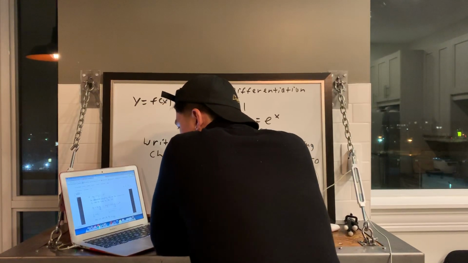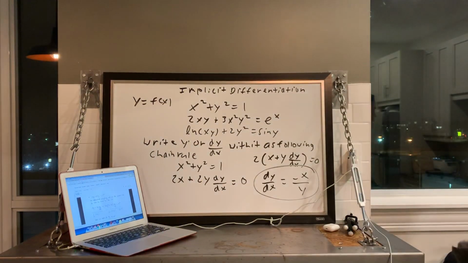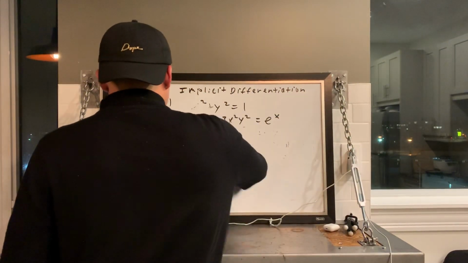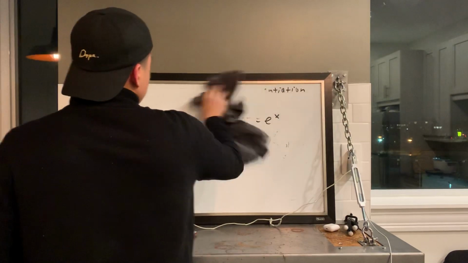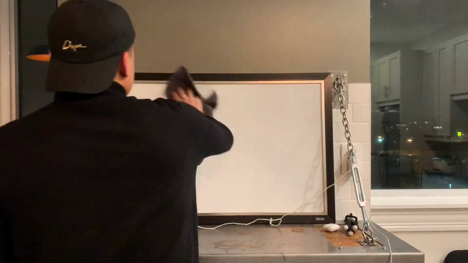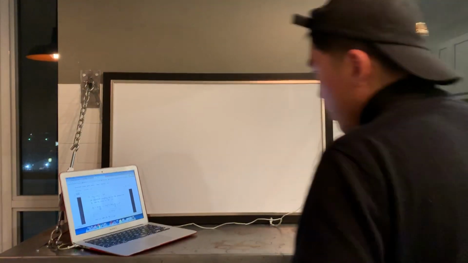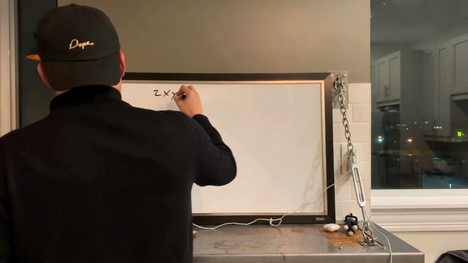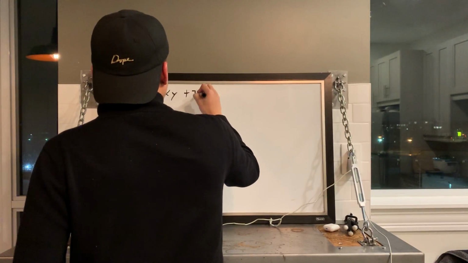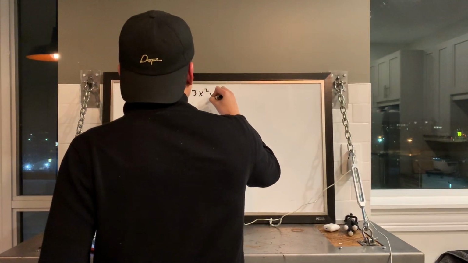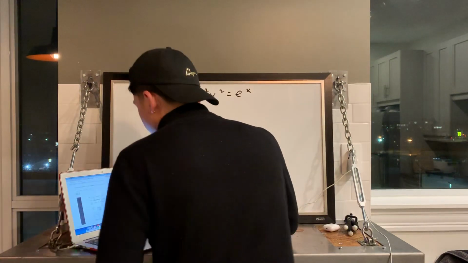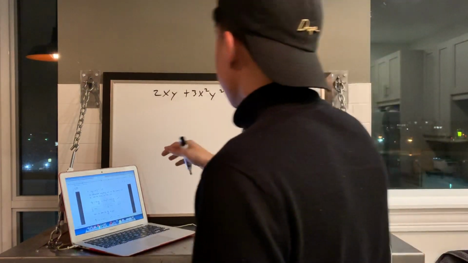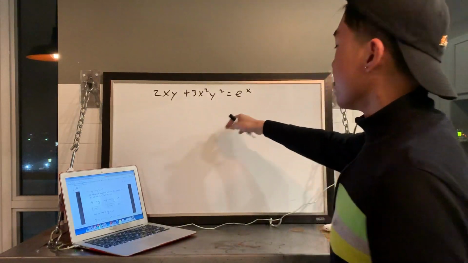So let's look at number 2 for this implicit differentiation. It's a fun day to do some implicit differentiation. So we have 2xy plus 3x squared y squared equals e to the x. Then we just differentiate everything on both sides. So this is a product rule, and this is a product rule, and this is just by itself.